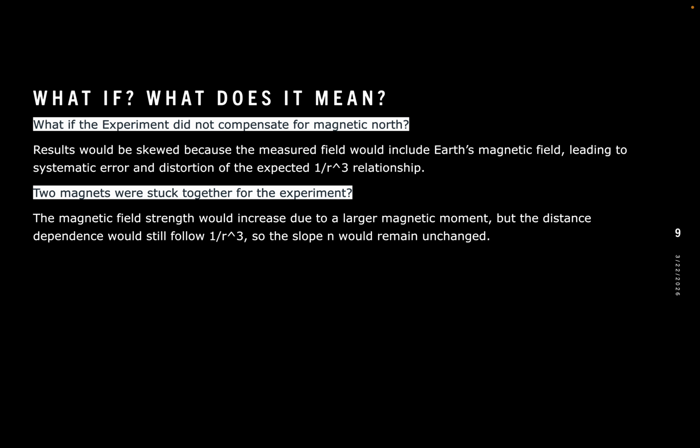And so finally, what if the experiment did not compensate for the magnetic north? Then results would be skewed because the measured field would include Earth's magnetic field, leading to systematic error and distortion of the 1 over r^3 relationship.